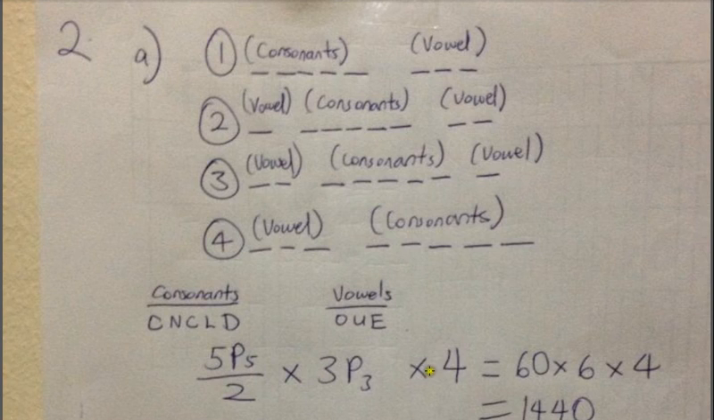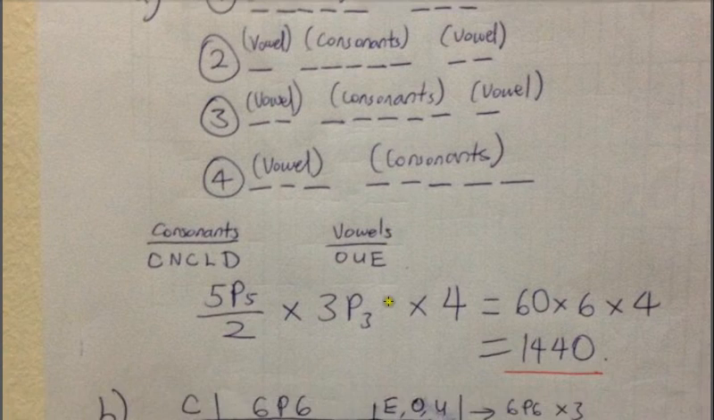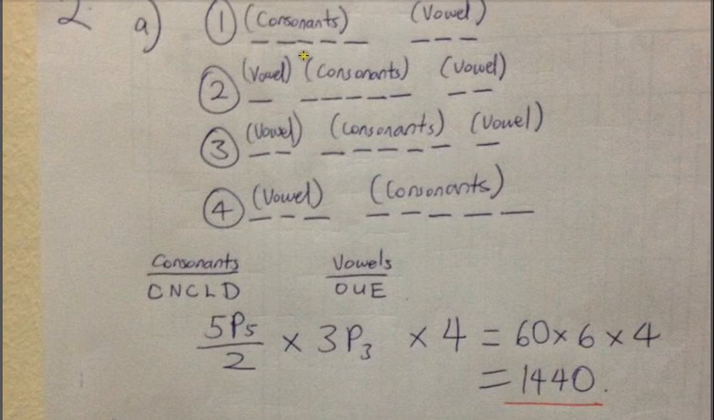And finally, we multiply by 4. That's because there are 4 possibilities. So simplifying this, we get 60 times 6 times 4. And therefore, there are 1440 ways to permutate having the consonants together.